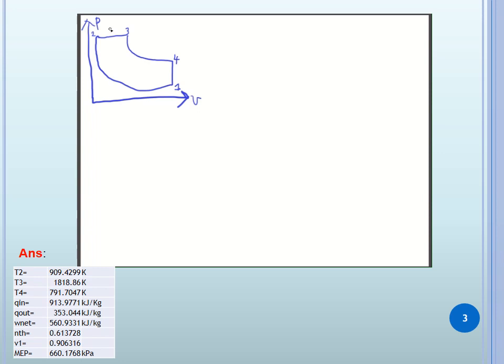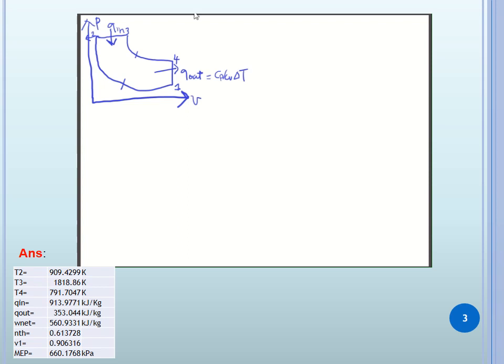So we need to know where the heat addition process occurs. Q in is at 2 to 3, where the pressure is constant. This is what you need to be careful about. And then Q out is at 4 to 1. So 3 to 4 and 1 to 2 are isentropic processes. Q in and Q out are the heat addition and heat rejection processes, which use the equation Cp or Cv delta T.